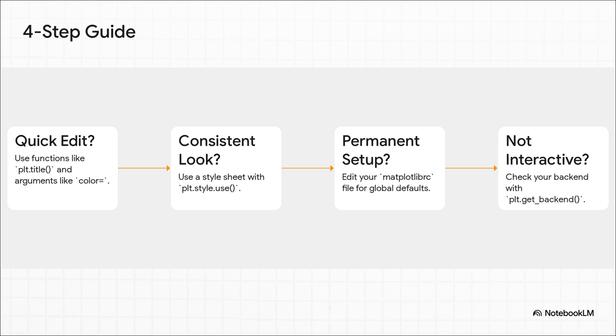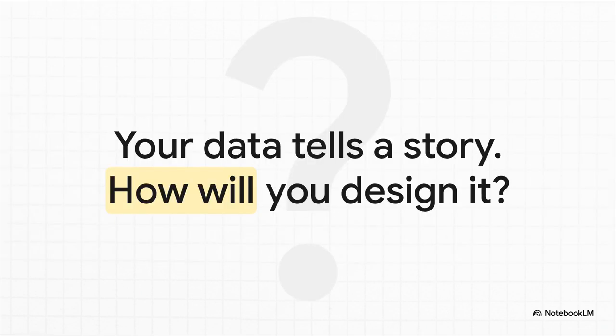3. Want to set up your own permanent, personal style for everything? Edit that Matplotlib RC file. And 4. If your plot is acting like a dead image when it should be alive, check your backend. At the end of the day, Matplotlib gives you all the tools you need. You can go from a generic, boring chart to a clear, compelling, and even beautiful visual. You're not stuck with the defaults. You're the designer. So the only question left is, how will you choose to design your story?